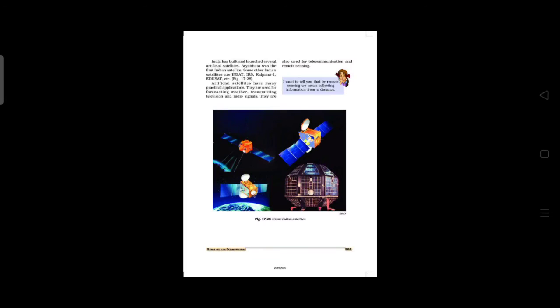Artificial satellites have many practical applications. They are used for forecasting weather and transmitting television and radio signals. They are also used for telecommunication and remote sensing. For that we are using what? Artificial satellites. Because of artificial satellites only, we are getting weather reports and also television and radio signals.